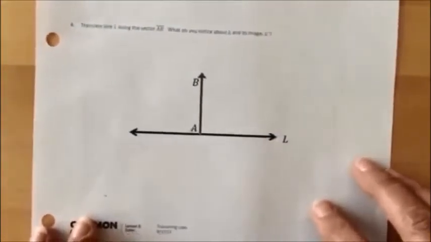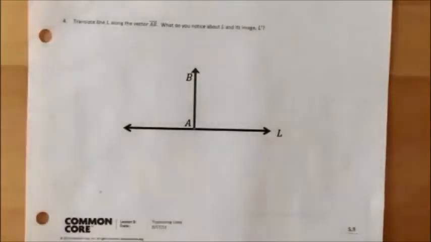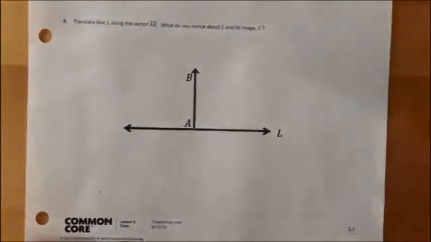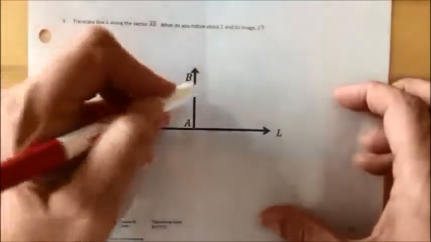Okay, so let's look at exercise 4. Exercise 4 asks me to translate line L along vector AB. So here's my vector.